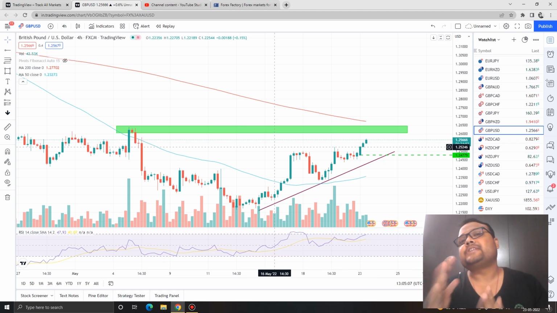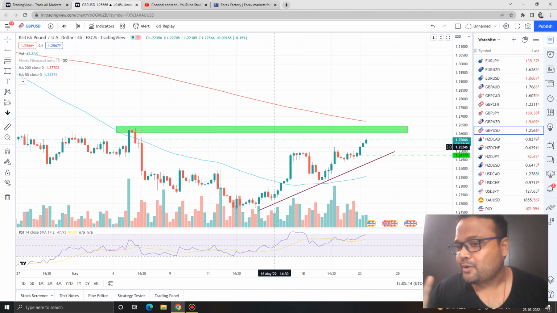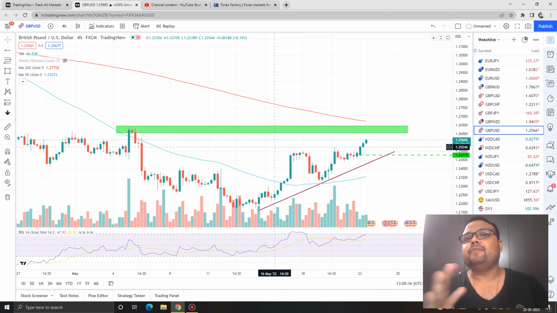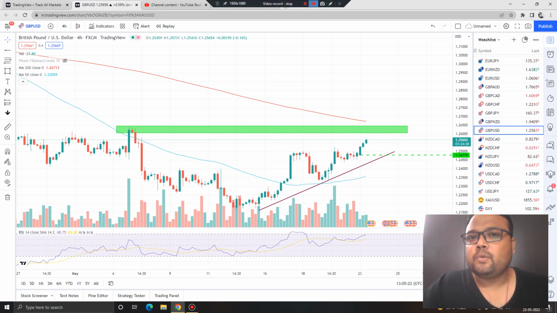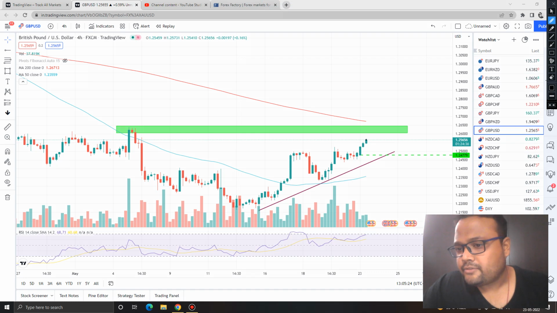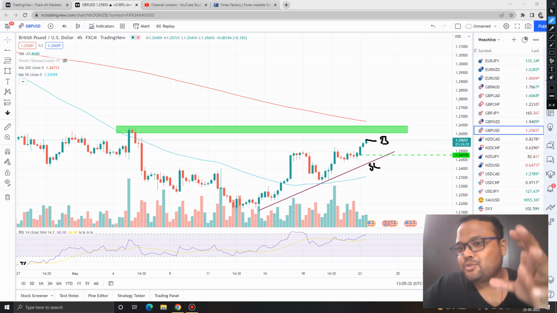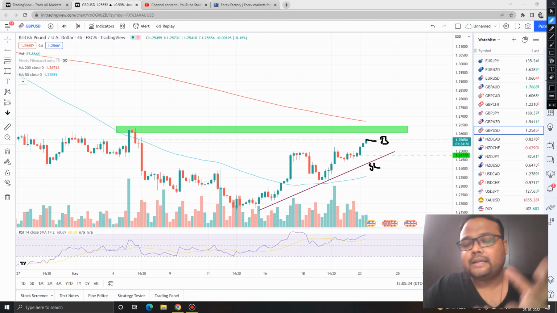GBPUSD looks extremely strong and you should be making more money on the trade right now if you have any ongoing buy position. But if you are looking for a fresh entry in the market, then I'll say you must wait for some time. If you take a buy position here, then obviously your SL will be somewhere around here, and the SL is too much. You can see a huge gap of at least 100 pips, so not a good trade.